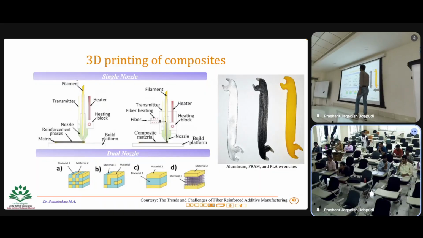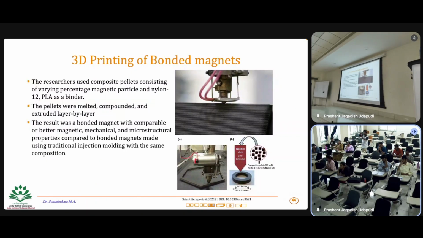And then here you can also see where you can prepare the filament with the fibers, the composite fibers, and then make the composite structure. And you can have other possibilities, like where you can print material A and material B and so on, right? These are some of the components that some researchers have explored printing using this technology.